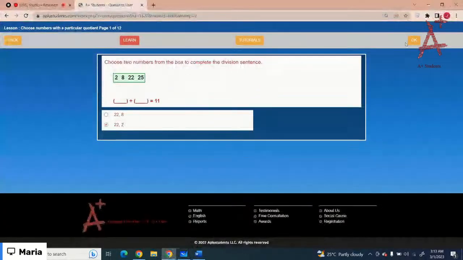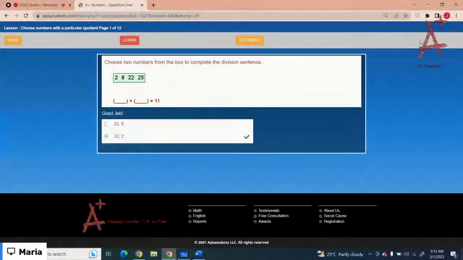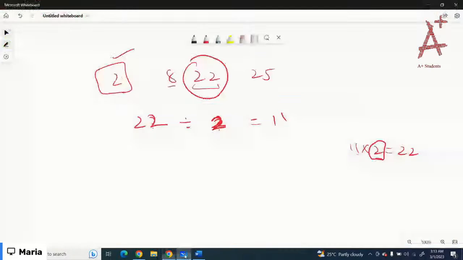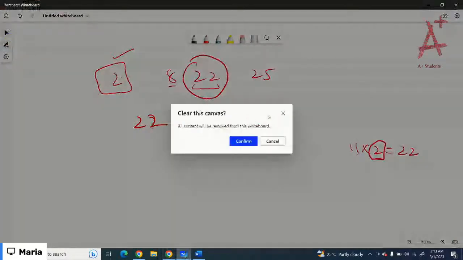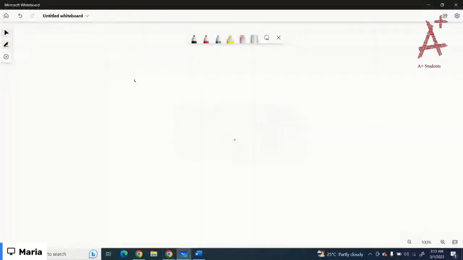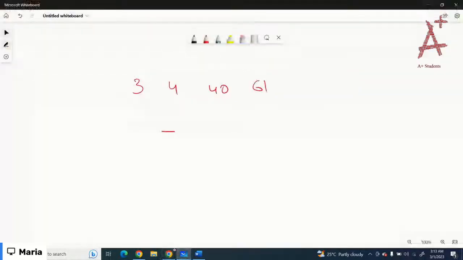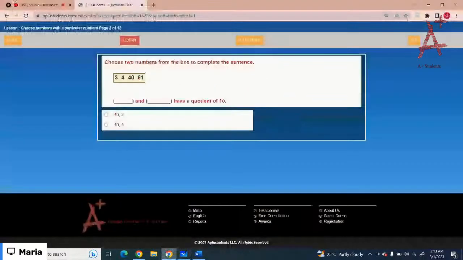Or in case you are given the options, the easiest way is you can look for the options. Like for this one, 3, 4, 40 and 61. You need to see which two numbers have a quotient of 10. That means when you divide the two missing numbers, they have the quotient. You can look for the options.